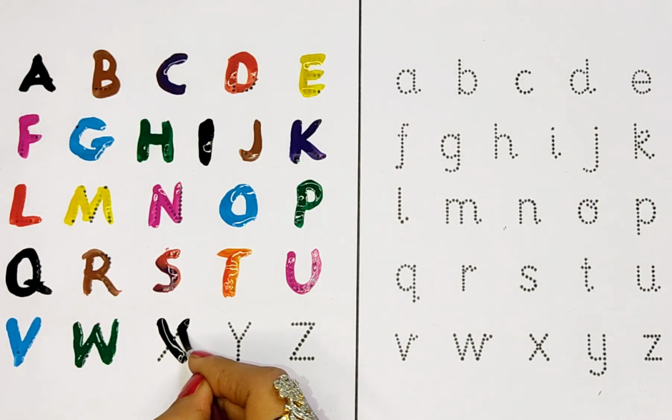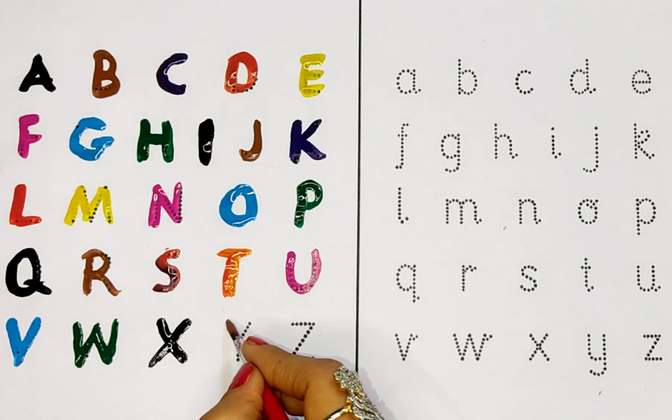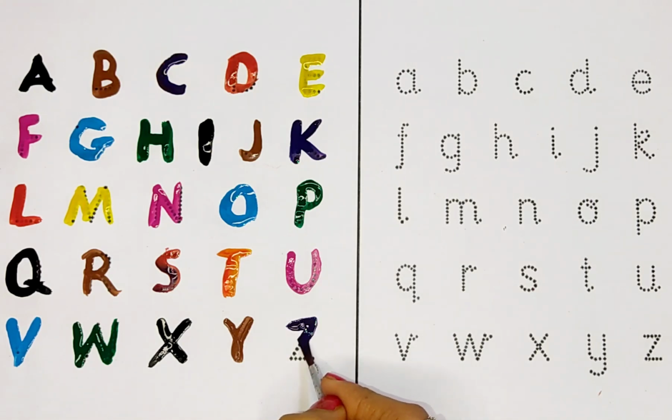X. X for Xmas tree. X for X-ray. Y. Y for yak. Y for yellow color. Z. Z for zebra. Z for zebra crossing.